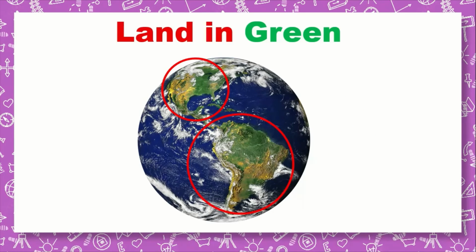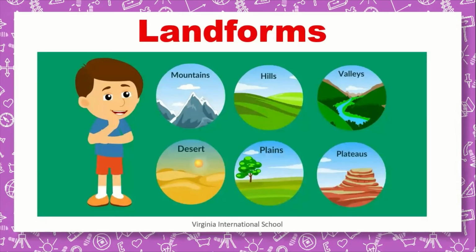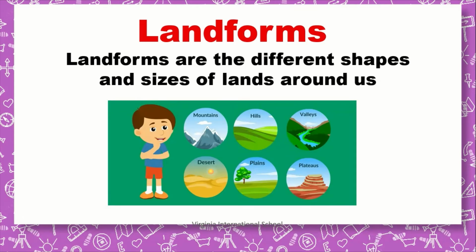Next lesson is types of landforms. We know that the land in green is called land and there are the continents. But does all land look the same, or do they have different landforms? Let's look at the different landforms that the land has. First, let's look at what landform means. Landforms are the different shapes and sizes of lands around us.